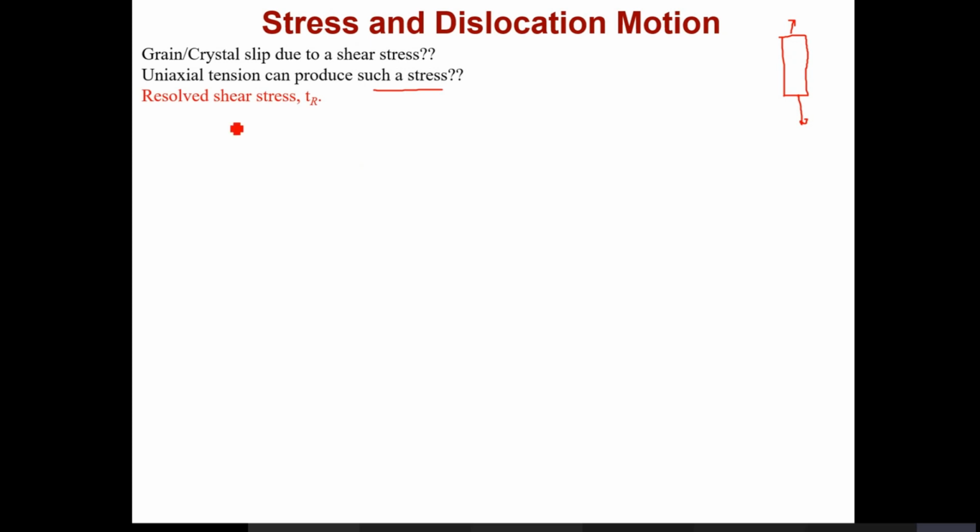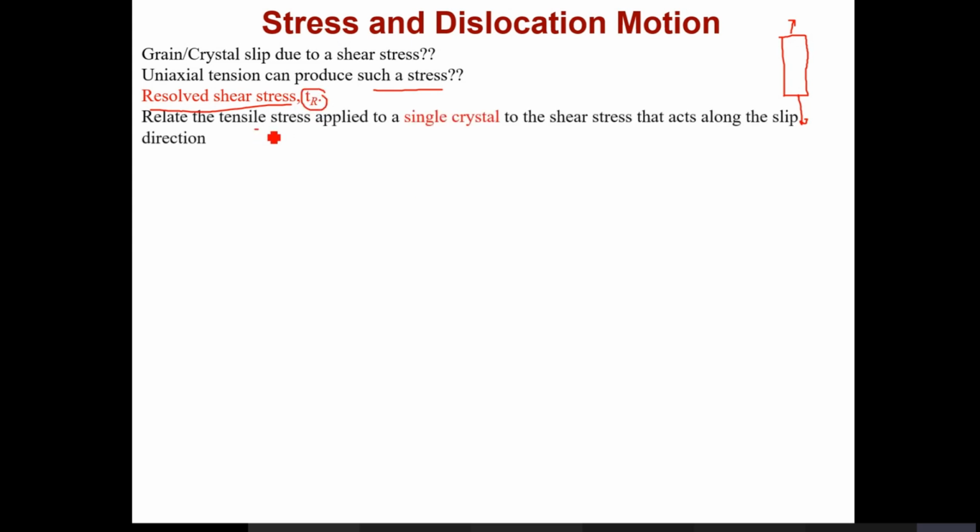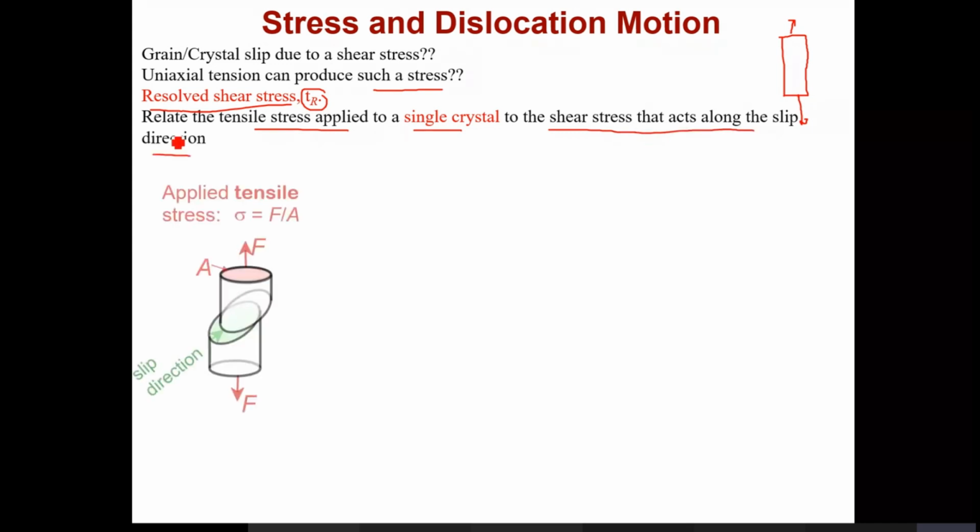We are basically looking into a resolved shear stress, which is known as TR. We have to relate the tensile stress applied to a single crystal so that the shear stress starts acting along the slip direction. Let's see how. If we are applying a tensile stress, which is the stress or force along this pink area, and our slip plane is at an angle to this plane, and it has a certain slip direction available.